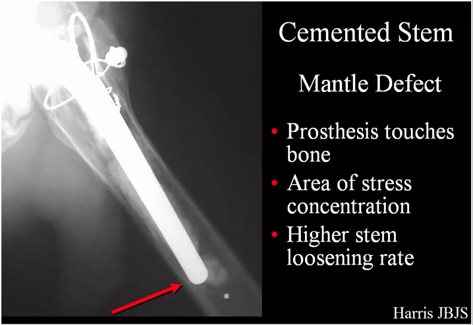I will predict that this stem will come loose at 8 to 10 years because that is an area of concentrated stress. You will see cracking of the cement. You will see a localized osteolysis in that area, and that stem will come loose. That is the only predictor of post-operative radiographs that can predict loosening.